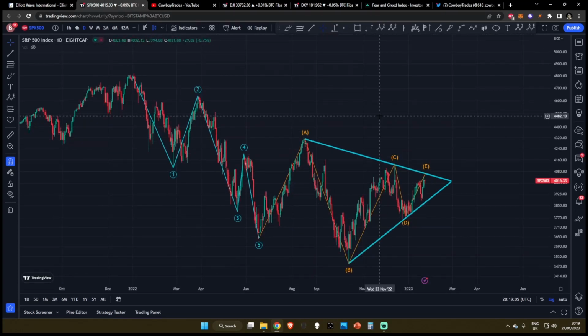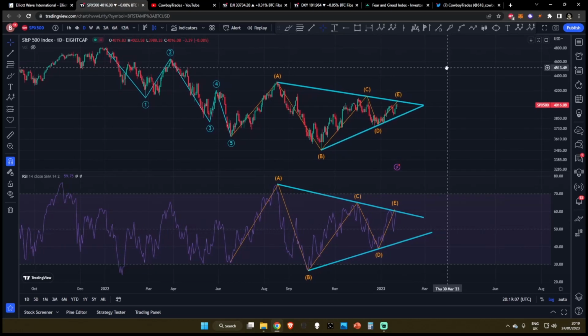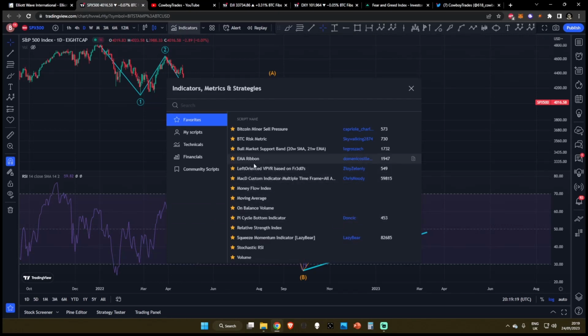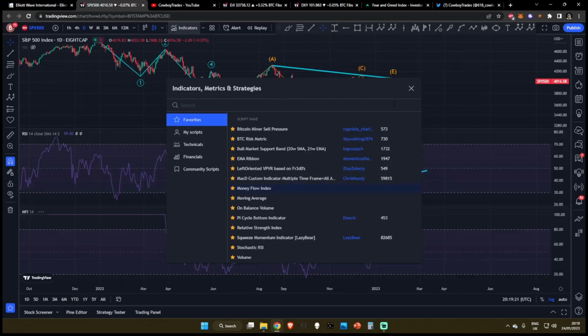If I do come back to where I was at the start of the video, what's interesting is over on the RSI, you can actually see we formed the exact same pattern. You can see an A, B, C, D, and E right here. Like I said, I'm really not going to focus on too many oscillators in this video because we've been looking at a lot of that on the channel in the past week.